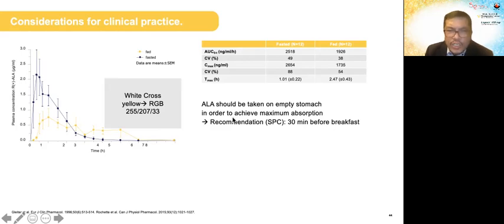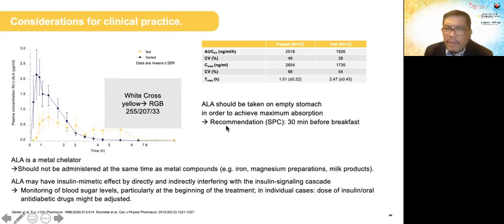So for consideration in clinical practice, make sure that alpha-lipoic acid should be taken on an empty stomach in order to achieve maximum absorption. So the recommendation is 30 minutes before breakfast once a day. Remember that it is a metal chelator, so that it should not be administered at the same time as metal compounds like your iron, magnesium preparations, and even your milk products, because they will be chelating or binding these metal ions. Alpha-lipoic acid may have insulin mimetic effect by directly and indirectly interfering with the insulin signaling cascade.